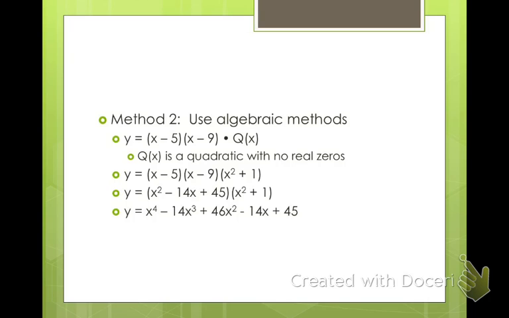You get x to the 4th minus 14x cubed minus 46x squared minus 14x plus 45. And that's just from multiplying all those together. When you multiply a binomial times a trinomial, you multiply all these on the top by the first one and all these on the bottom by the second one. And then you add all of your like terms together, and you will get this.